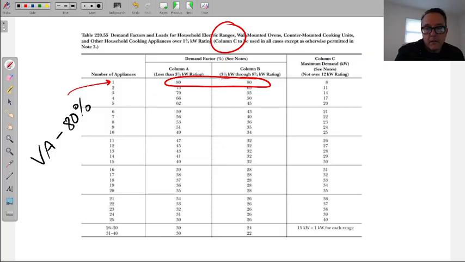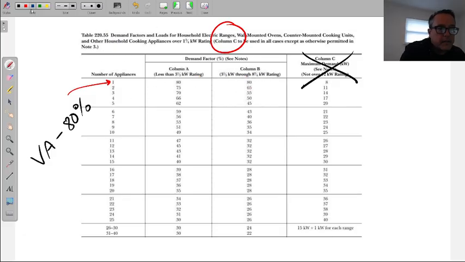Now, there are 2 columns. We're going to ignore column C. Column C gets into very large size units, and we don't have to worry about that. It gets a little bit complicated. I just want you to understand the principles of all of this. So we have 2 columns, and they're based off of the size of range that you're going to use. This is a given that has to be calculated in for the panel that we're setting up. It's usually given by the blueprints as to what size the oven's going to be.